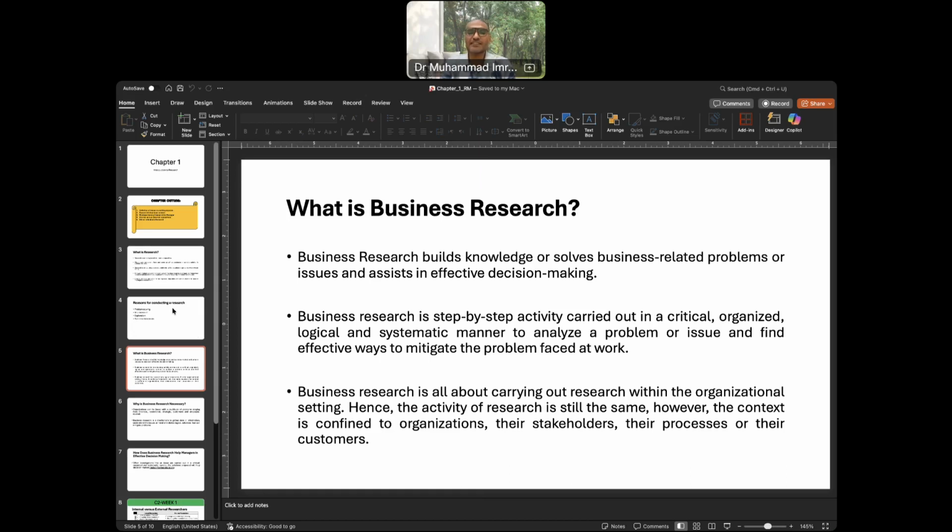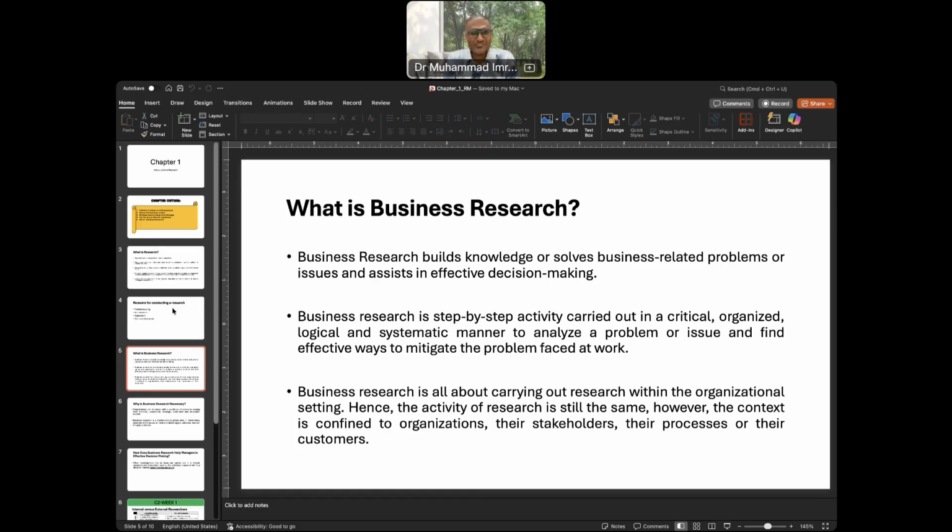Business research is a step-by-step activity carried out in a critical, organized, logical, systematic manner to analyze the problem or issue and find effective ways to mitigate the problem faced at work. So this is the theoretical definition of business research, by the way. Business research is all about carrying out research within the organizational setting where we are doing a business.